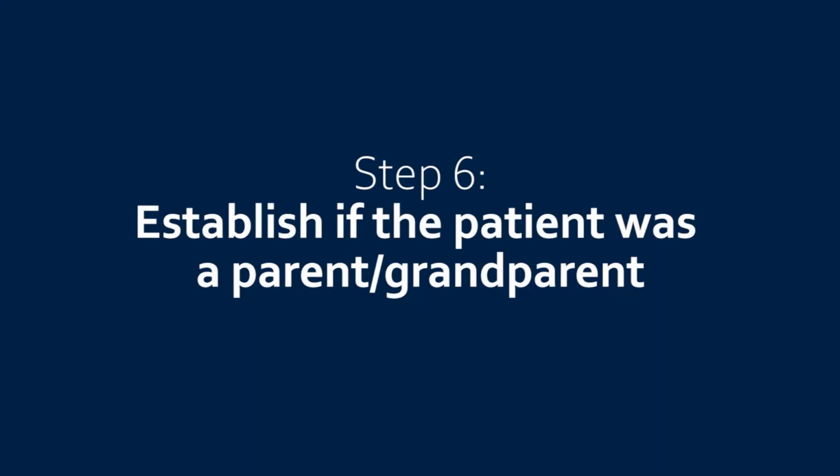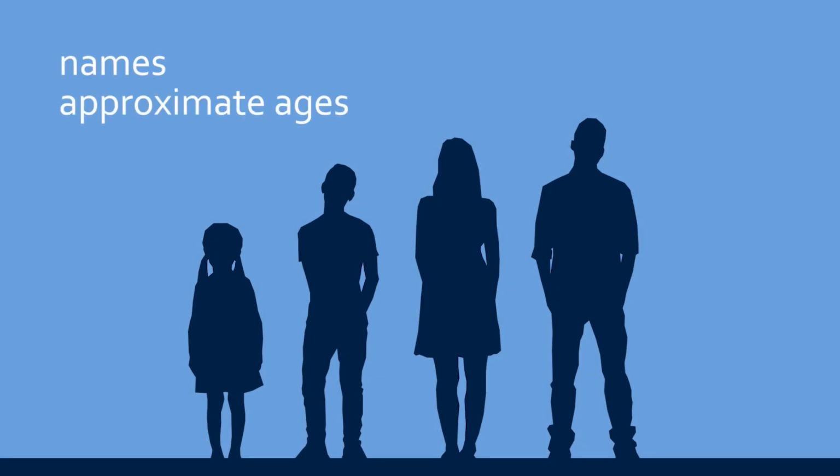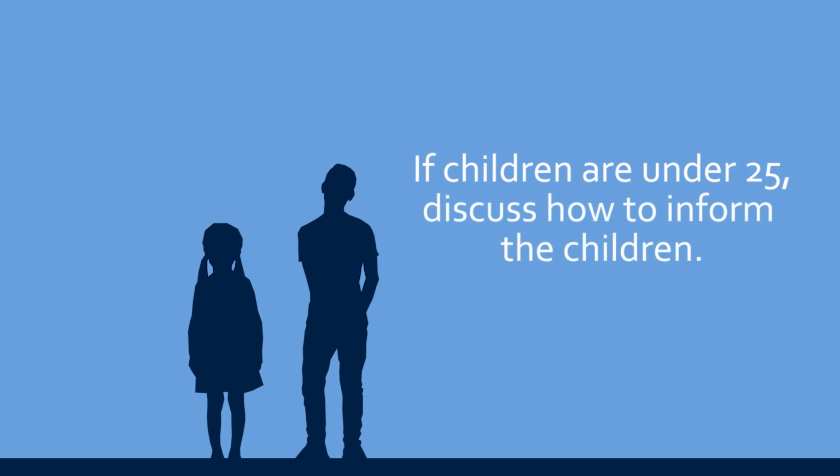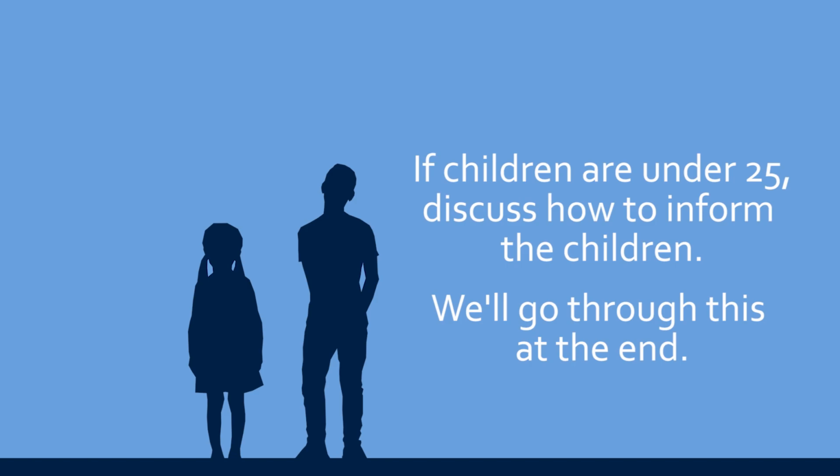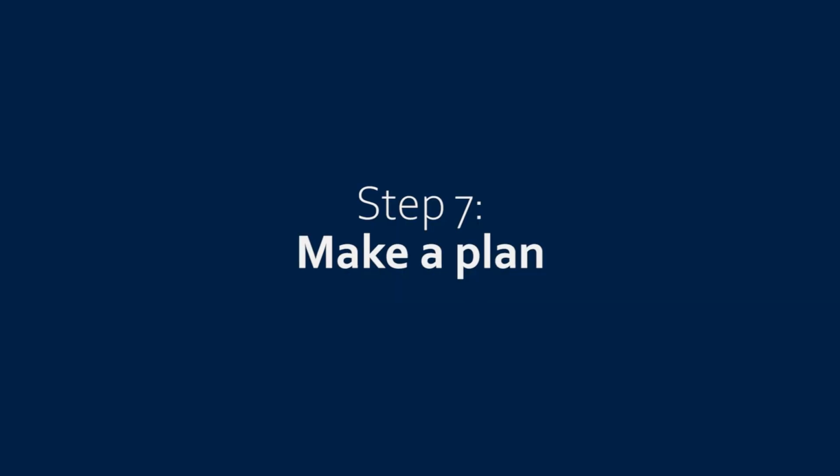The next step is to establish if the patient was a parent or grandparent. If they were, ask for the names and approximate ages of the children. If the children are under 25, you'll need to discuss with the person how to inform those children. We'll go through this at the end. The last step is to make a plan.